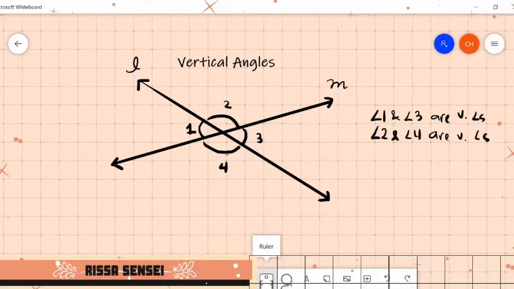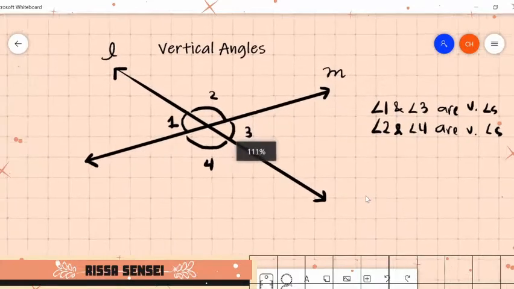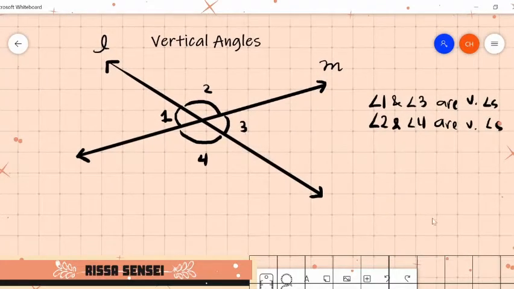Yung 1 and 4, they form a linear pair. So, supplementary angles yan. Yung 1 and 2, ganun din. So, they form a linear pair. Therefore, 1 and 2 are supplementary angles. Yung 3 and 4, ganun din. Tapos 2 and 3. But, we are focusing on vertical angles lang.